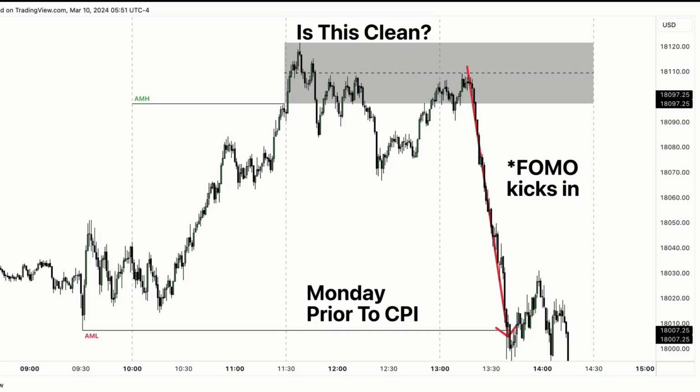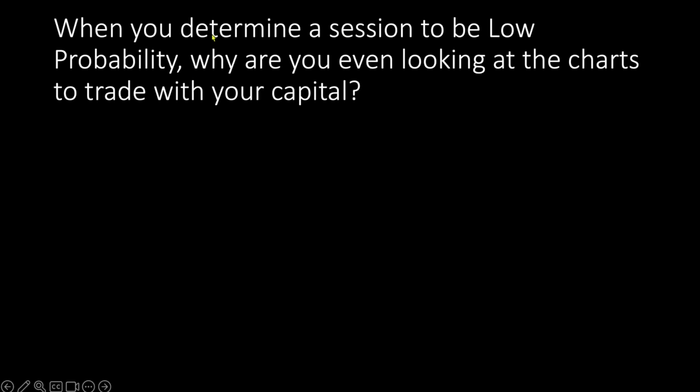And one day of okay delivery doesn't mean that you can then expect that same delivery to occur on every single day that has the same environment. So when you determine a session to be low probability, why are you even looking at the charts to trade with your capital? Why would you even do that? When I ask you the question, doesn't it make sense to just run away, to do something else besides trading, to do something fun, to spend quality time with your loved ones, maybe to just relax, to recharge for high probability days? Of course, of course that makes sense to do that.